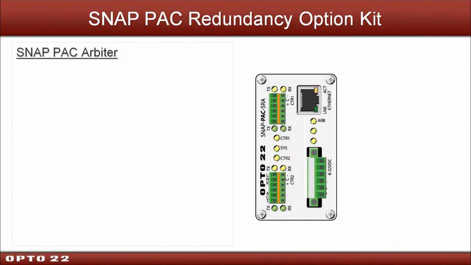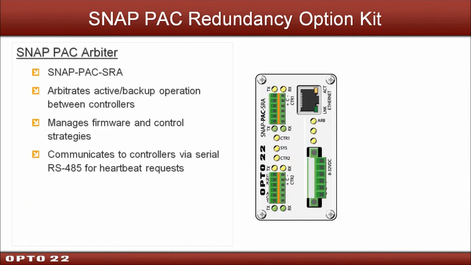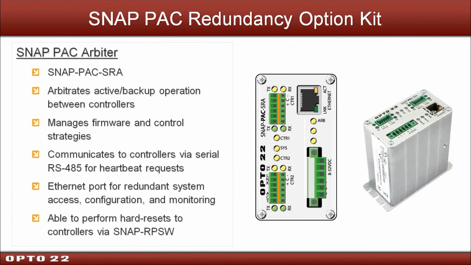Okay, let's get into the details of each of those components. The first is, of course, the arbiter. The purpose of the arbiter is it arbitrates and determines which controller is the active controller and which is the backup. It does that by communicating to the controllers via a dedicated RS-485 serial link, 2-wire. Essentially the arbiter sends out heartbeat requests and waits for responses from each of the controllers, and then it arbitrates who is master, or I should say who is active and who is backup.